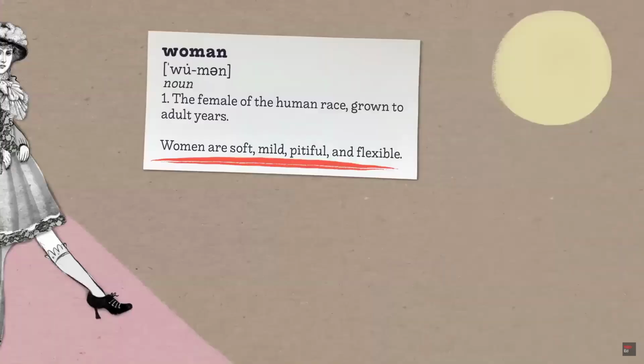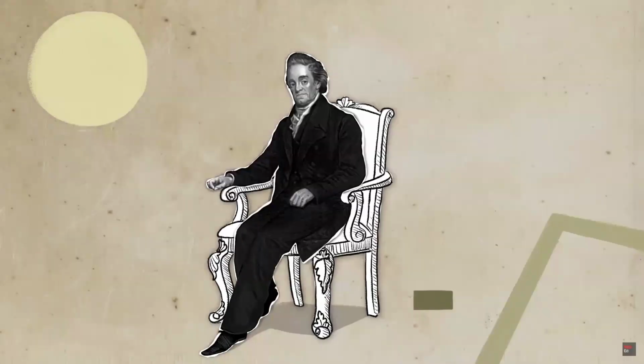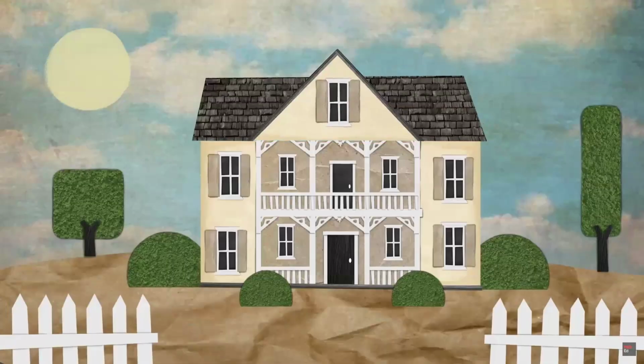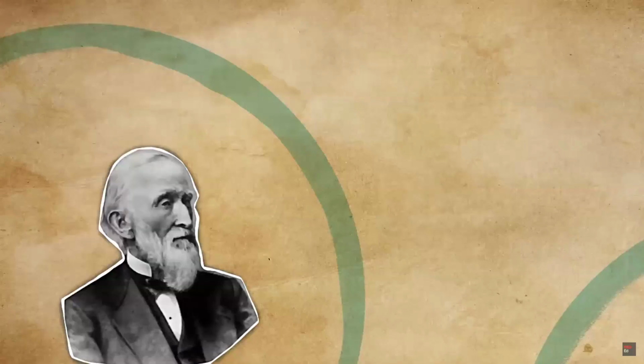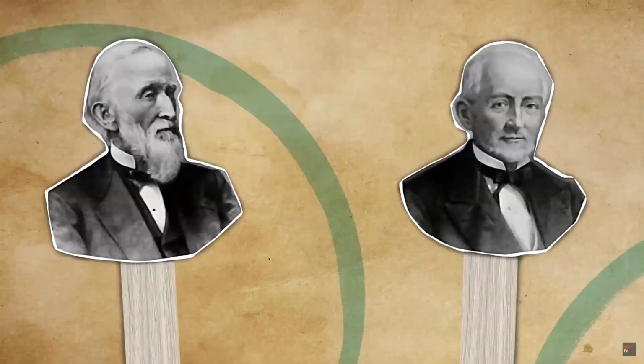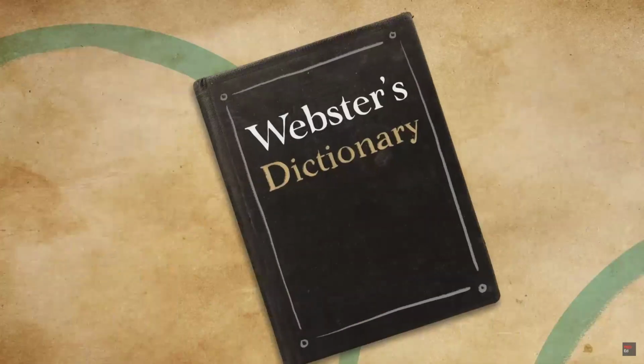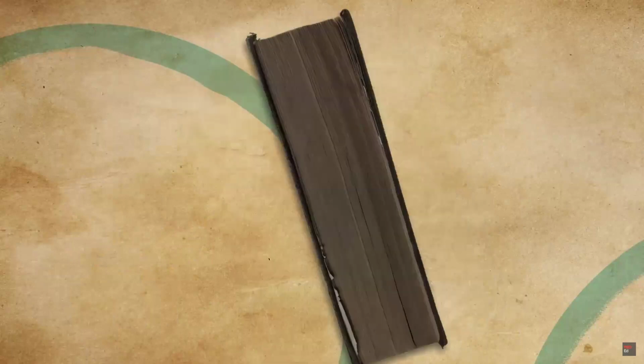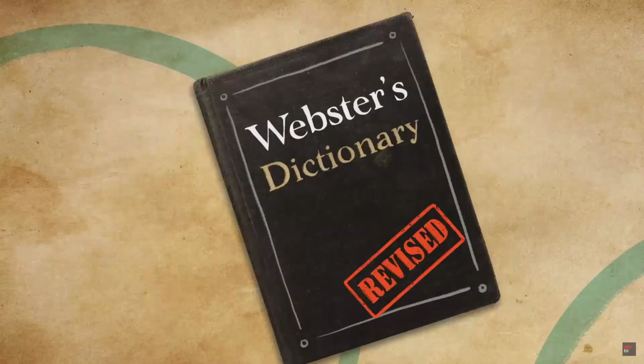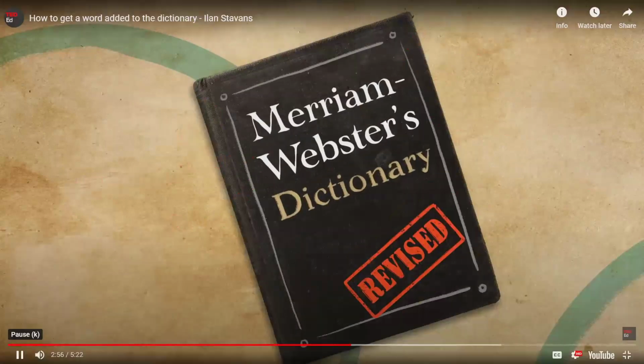By the time of his death, Noah Webster was a household name. Seeing a lucrative business opportunity, brothers George and Charles Merriam bought the rights to Webster's dictionary. Together with Webster's son-in-law, the Merriams made a new, revised edition. It was the beginning of the Merriam-Webster Dictionary.